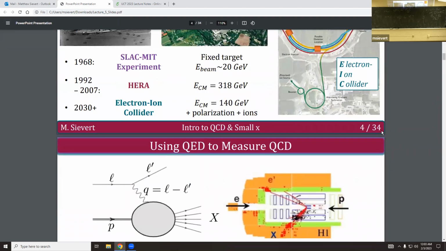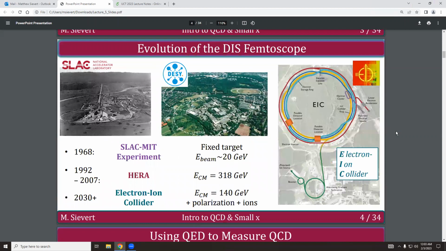Sorry, I have a question. Yes, please. What's the difference between beam energy and center of mass energy?